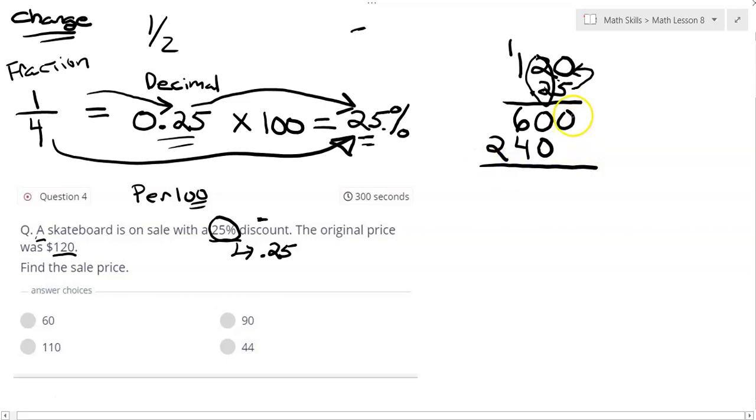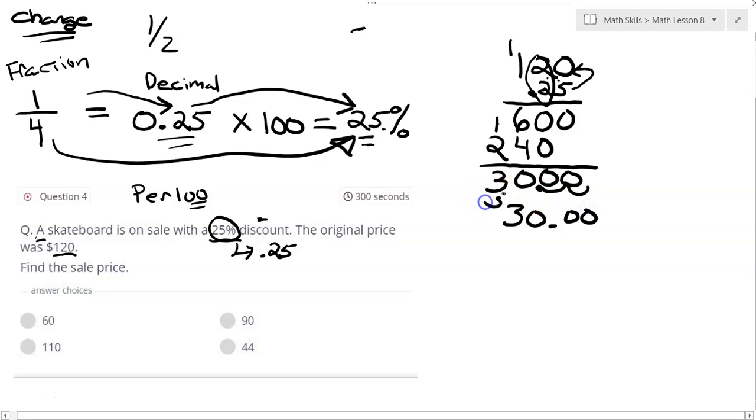Now we need to get the sum. 0 plus 0 is 0. 6 plus 4, 10. Carry the 1. 2 plus 1 is 3. Now we have to put a decimal place in here somewhere. And so what we do is we come back up here and we have this 0.25. And so how many decimal places are in the entire problem? Just 2. 1 right here, the 0.25. So then we count over 2 of those decimal places. And we can rewrite that then as $30.